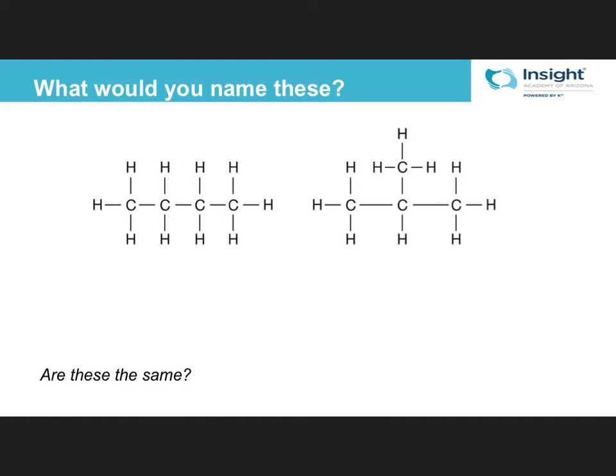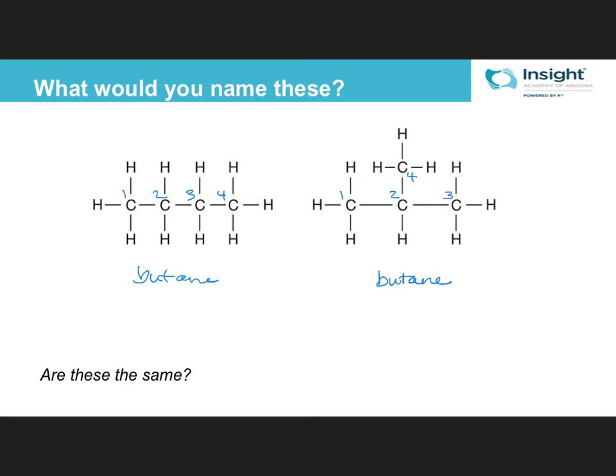So, I want you to think about how you would name these two compounds. All right, I'd go 1, 2, 3, 4. There's 4 carbons, so I'd say but, and they're all single bonded, so I'd say butane. Here I've got 1, 2, 3, 4 carbons, and they're all single bonded. So you know what, I would name that butane as well. But are those the same compound? No, they're not.